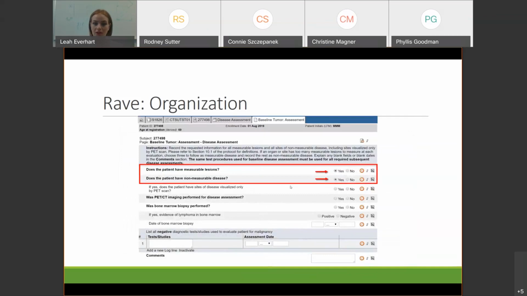So the baseline tumor assessment and follow-up tumor assessment forms are examples of these conditional forms I just mentioned. Highlighted at the top, you can see we've answered yes to the questions, does the patient have measurable lesions, and does the patient have non-measurable disease. This is going to generate the target lesion and non-target disease forms in the same folder once the form is saved. Next slide, please.